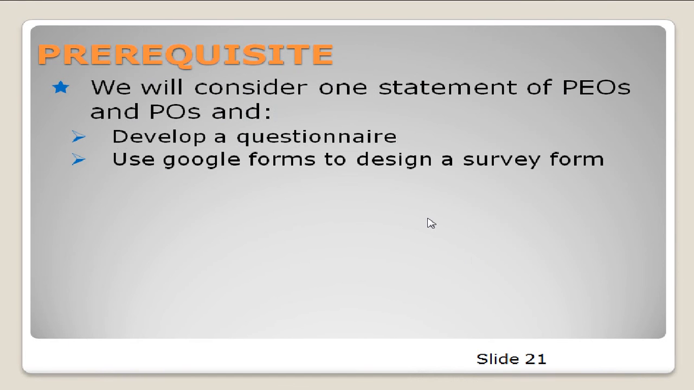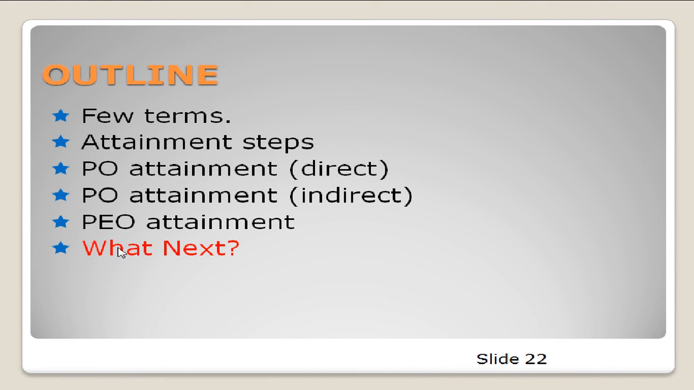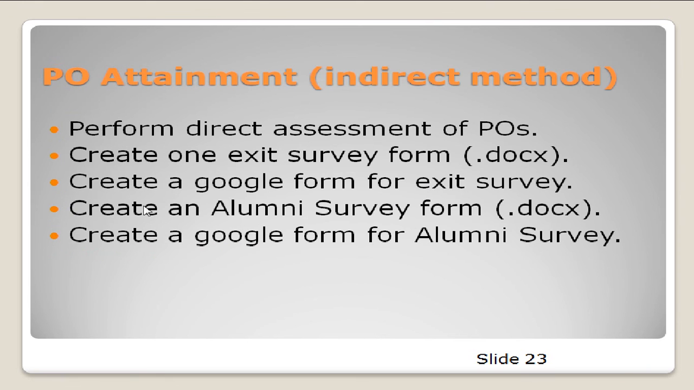Okay, now we come back to this next item. What next? Okay, you need to perform direct assessment of POs, because our prerequisite, we assumed we have done all course outcome attainment. We can compile it in the department to perform direct assessment. I'll send you an Excel sheet as a template, and then create one exit survey form in the form of a .docx, and create a Google form for exit survey. Create an alumni survey form .docx form. Create a Google form for Alumni Survey.